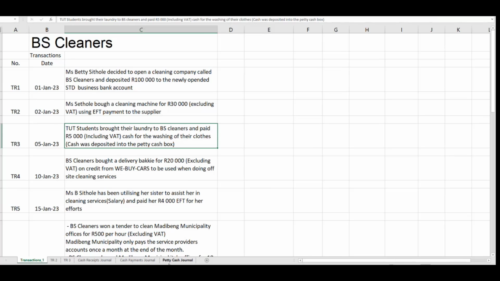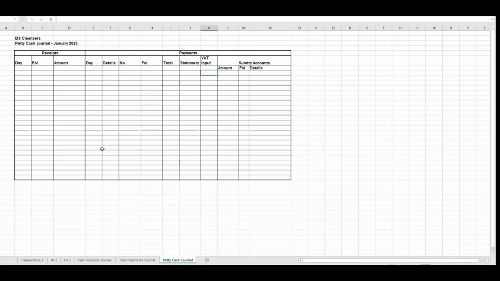So the 5,000 rands, and they say it includes VAT, is coming here on the petty cash journal. The petty cash journal is slightly different to the other accounts. You will note that it has the receipt side and the payment side. The receipt side is monies that we have received, and the payment side is money that we have paid. The payment side looks exactly like the cash payments journal. The receipt side is the one which does not have a lot of boxes, and I will tell you why.